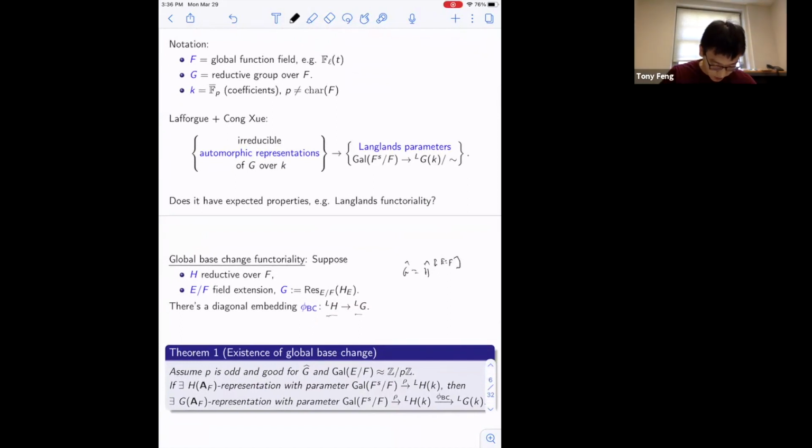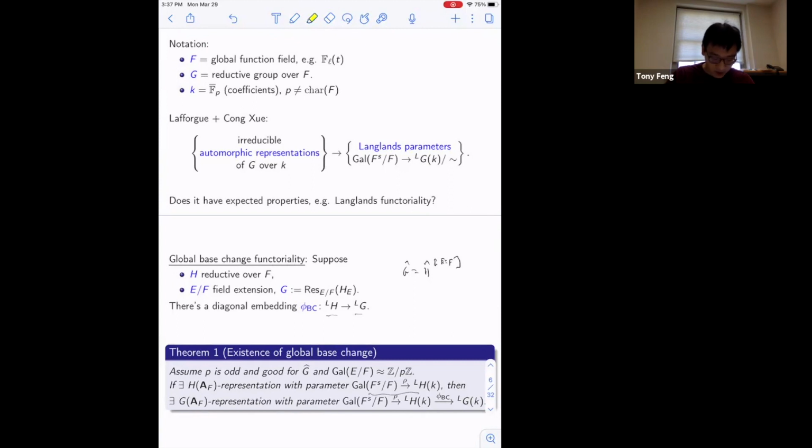So it says that, at least under a small technical assumption, that P is odd and good for G hat, and then a stringent assumption that the extension is cyclic of order P. Then whenever you have an automorphic representation of H with some given Langlands parameter according to Laforgue, if you compose this Langlands parameter with this map phi, you get a new Langlands parameter into the L group of G, and the theorem guarantees that there is some automorphic representation which is assigned to that parameter.